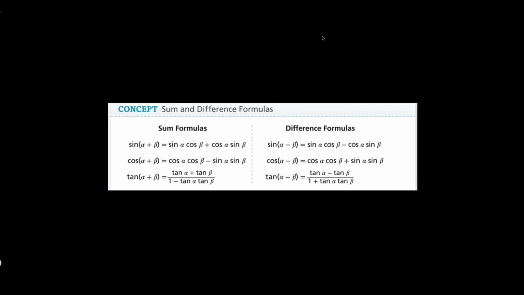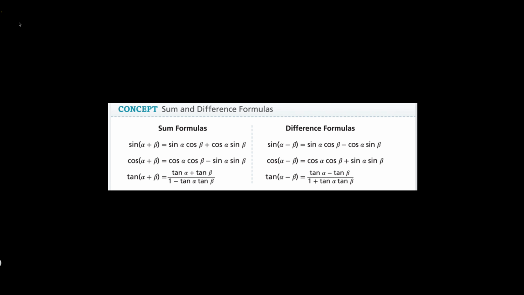Tangent is going to be a rational expression with tan of alpha plus tan of beta divided by 1 minus tan of alpha tan of beta. Okay, the difference formulas for sine are just like the sum formula for sine, except in this case we subtract between the two. The difference formula for cosine is going to be exactly like the sum formula for cosine, except in this case we add between the two, and then for tangent, you switch your subtraction and addition operations.